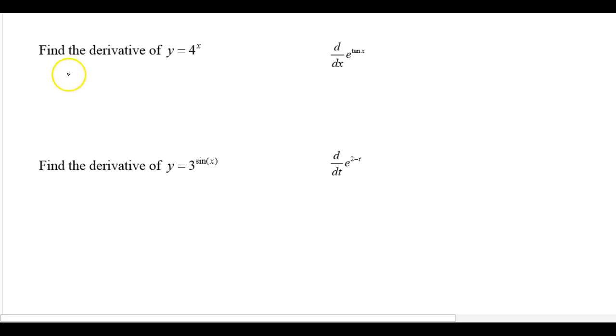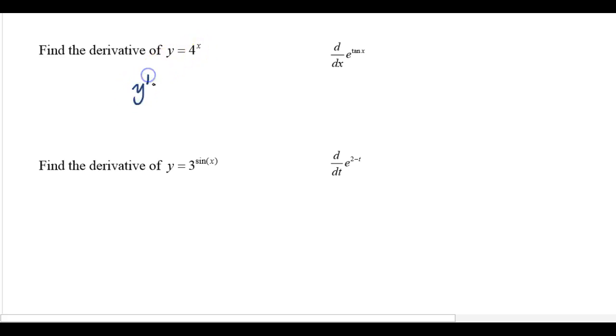All right, let's take a look at these 4 examples. So here we're asked to find the derivative of y equals 4 to the x. So the first thing I want to point out here is that this is not a power rule. The power rule says that I need a variable in the base and a number in the exponent. And in fact, I have the exact opposite. I have a number in the base and a variable in the exponent. So this is the derivative of a general exponential.